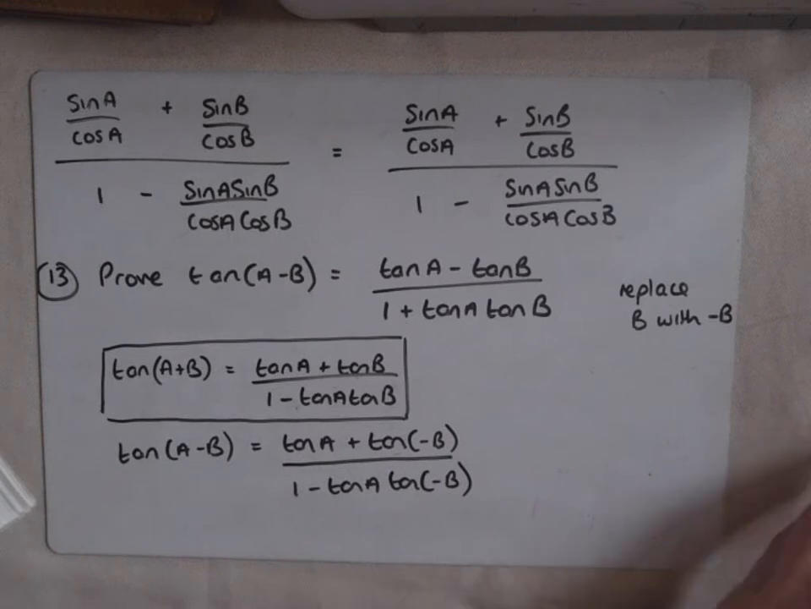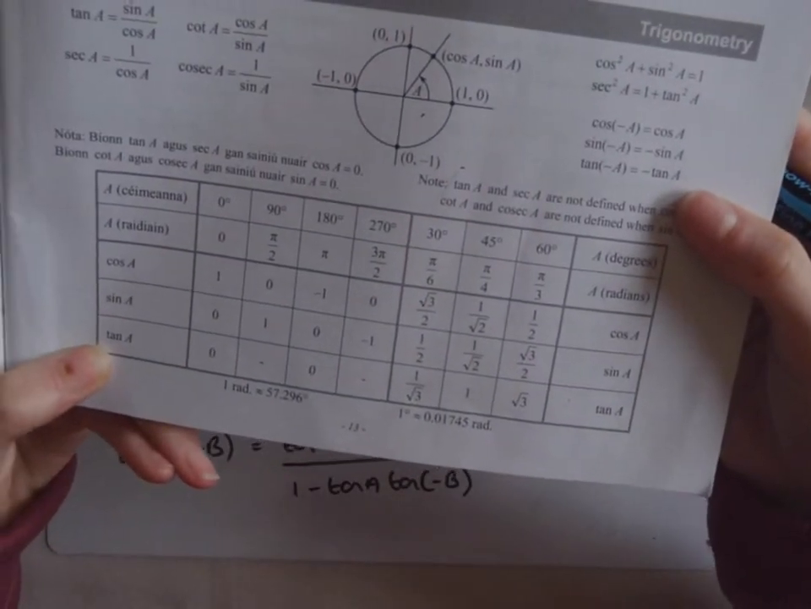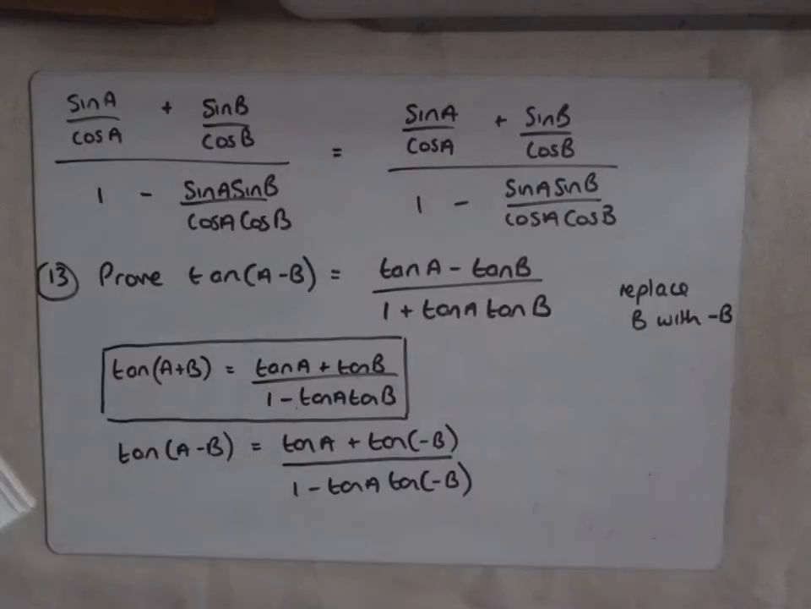And then we're going to go to our log tables, and we're going to see what is tan of minus B. And if you go to your log tables here, you can see tan of minus B is the same as minus tan, okay?